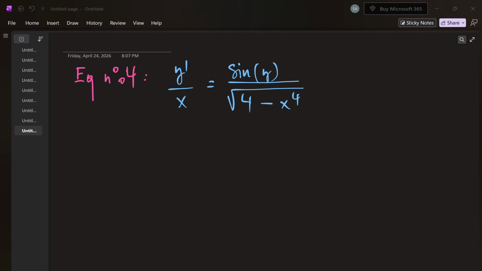First, we need to prove that this equation is separable. We need to show that this equation is separable. So, can I continue? Do you hear my voice clearly and you see the image very clear?